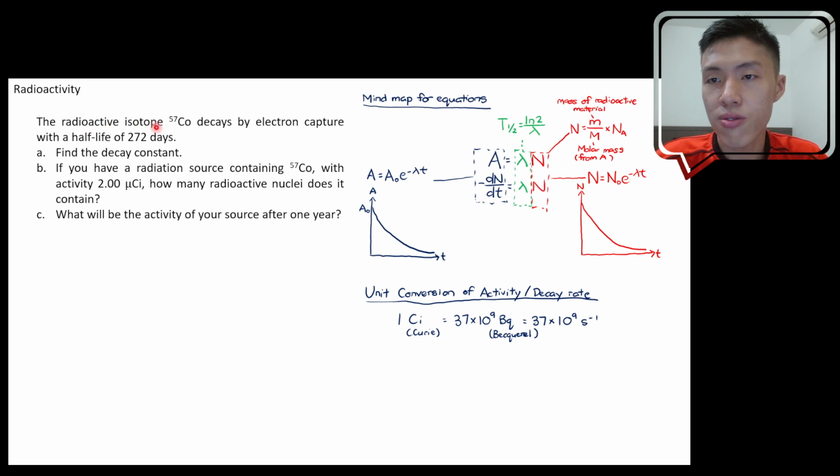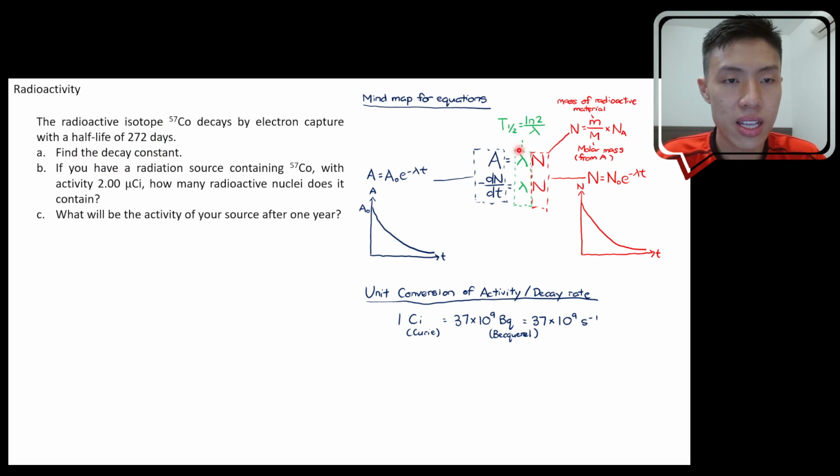Okay, so let's look at this question over here. The radioactive isotope of 57 cobalt decays by electron capture. So electron capture is something not within your syllabus, but it's a kind of decay, similar to alpha decay, beta minus decay, beta plus decay, and so on. They tell you that this 57 cobalt decays with a half-life of 272 days. Each type of radioactive material has its own half-life and its own lambda. So now find the decay constant.